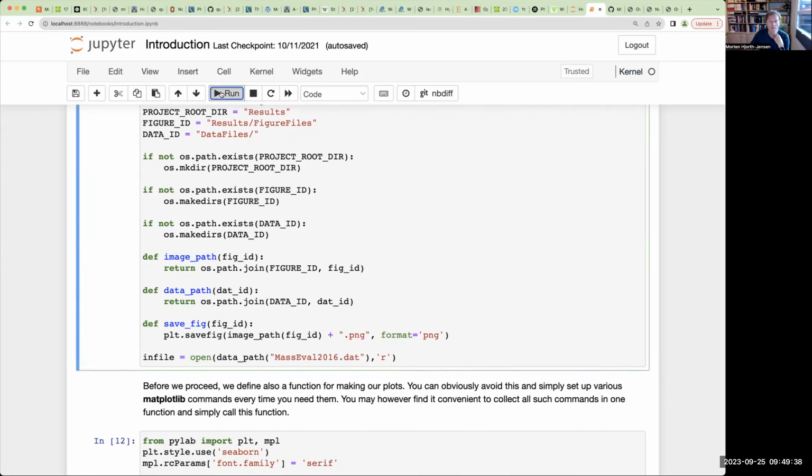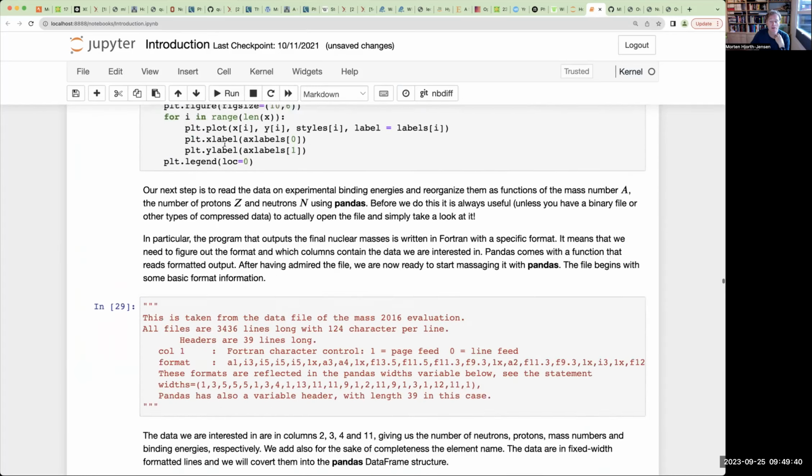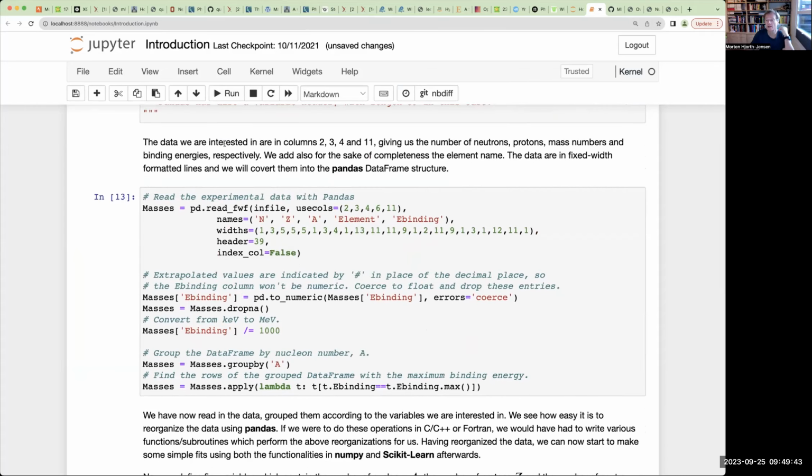So I'm going to run this one. And then I don't need this one, but then I have my data. I'm using pandas here to read in the inputs. So I'm reading a formatted file, and then I'm picking out the columns which I want. So this is the second, the third, the fourth, and the sixth column, and column 11 is the one which contains the experimental values for the binding energy. And here then, I'm setting up these parameters which specify the length of the different variables in this Fortran file. So I have to do that.